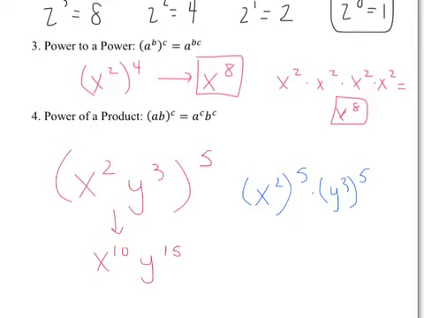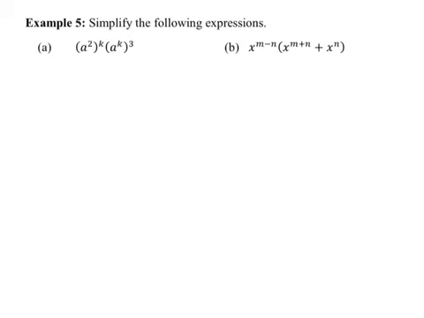Okay? All right, let's take a look at our last example and we're done. We did today pretty quickly just because it was a bit of review. These last two examples, I want to take a look at all variables. We just did examples with numbers there, but I want to look at variable exponents. Let's take a look at part A and let's break this down. How would I go about starting this problem?